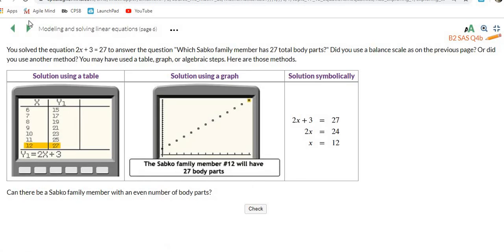So my next slide here just shows all the methods we could use to find the same answer. I could look at a table to find my answer. I could look at a graph to find my answer. Or I could solve it with an equation. Didn't we just use all those ways? Yep, and some of them were easier than others. Okay, looking at problems 5 and 6.